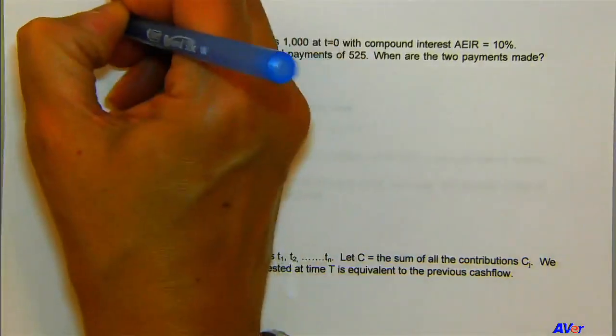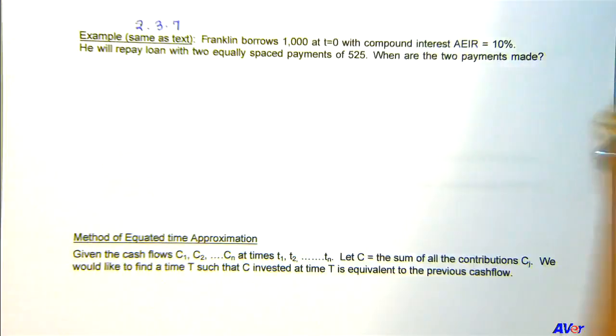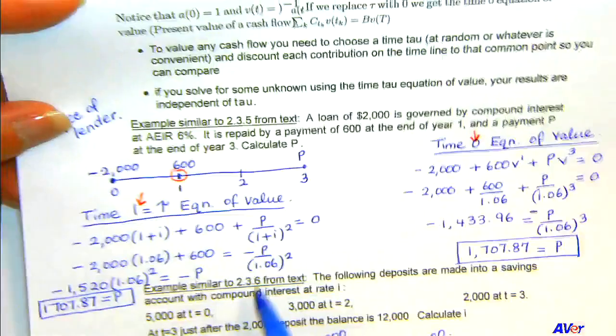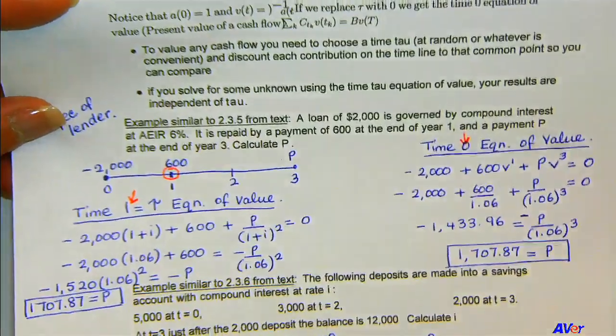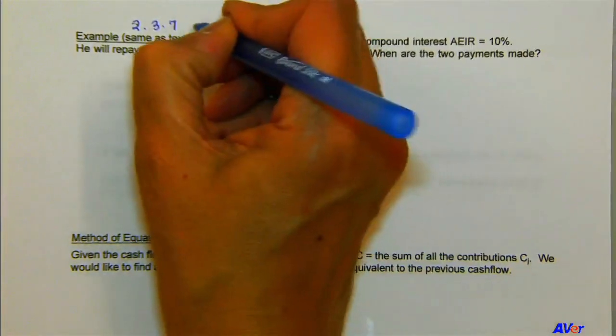This is example 2.3.7, the same one from the text. Most of the examples will be a little bit different than your text so that you can go and practice on the text problem. So for example, on the previous page, it says similar to 2.3.6, similar to 2.3.5, but it's not the same, so that you can go practice on those. This one happens to be the same. 2.3.7 from text.